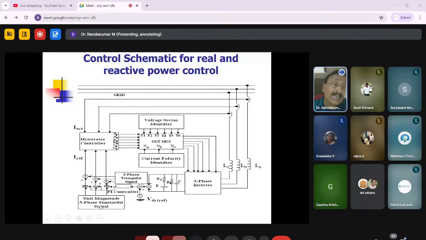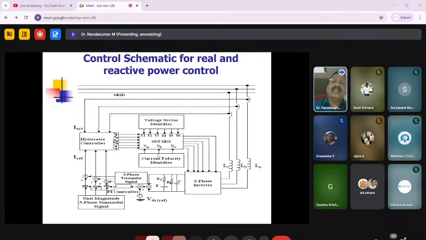Here, this unit magnitude sinusoidal signal decides the phase angle of the injected current. Clear? Yes. Magnitude will be decided by, of course, the error between the reference voltage and the actual DC bus voltage given to the PI controller, etc. Therefore, this will decide the magnitude and this will decide the phase angle. The product of that automatically decides the reference current. This is the current to be injected. You hopefully understood the hysteresis current concept, no? Yes, sir. Hysteresis current, okay.